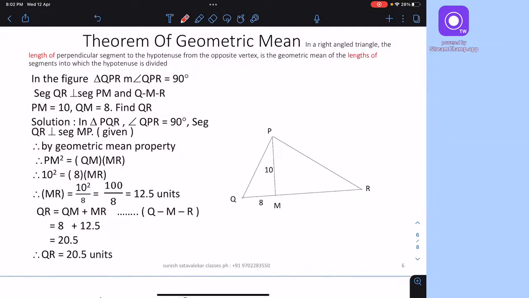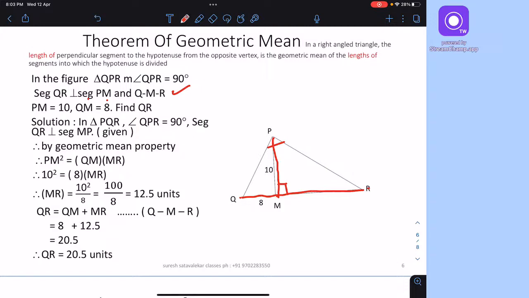Here in the figure, triangle QPR, measure angle QPR is 90. This angle is 90. Seg QR is perpendicular to PM. This PM and QR, they are perpendicular to each other. This is 90. And Q-M-R, M is between Q and R.